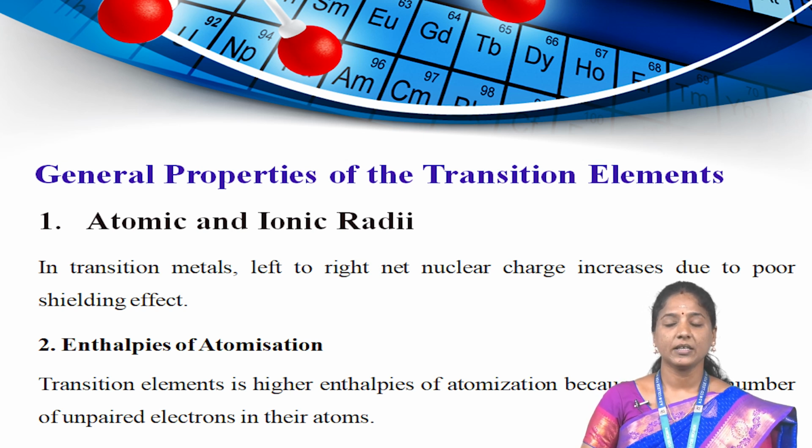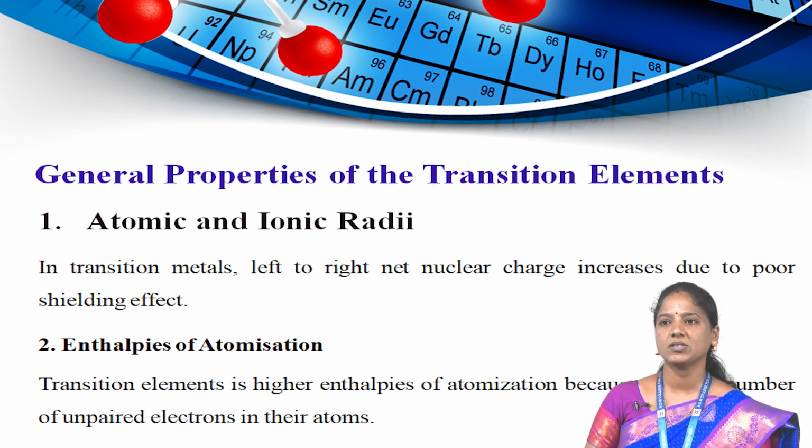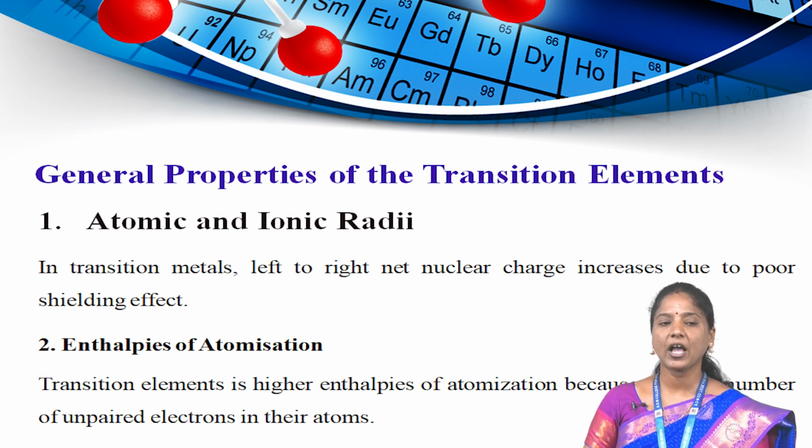The second one, enthalpies of atomization. The transition elements exhibit higher enthalpies of atomization because of the larger number of unpaired electrons in their atoms. They have stronger interatomic interaction and hence stronger bonds.